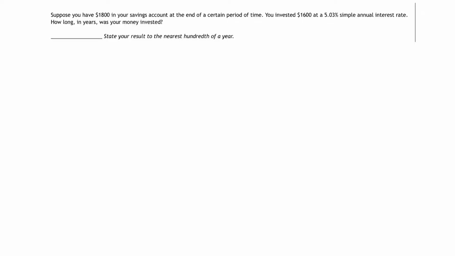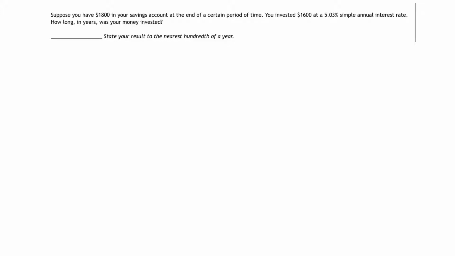Suppose you have $1,800 in your savings account at the end of a certain period of time. You invested $1,600 at a 5.03% simple annual interest. How long in years was your money invested? State your result to the nearest hundredth of a year.